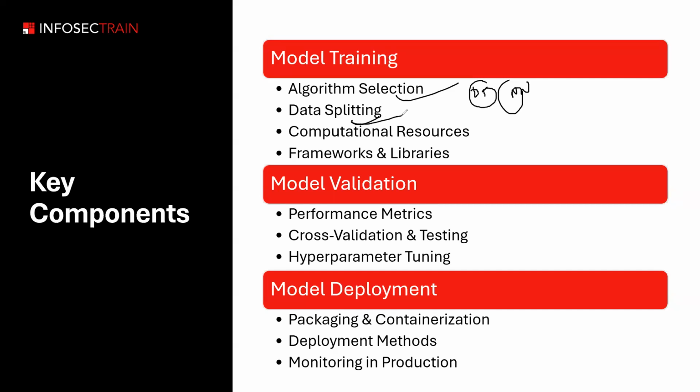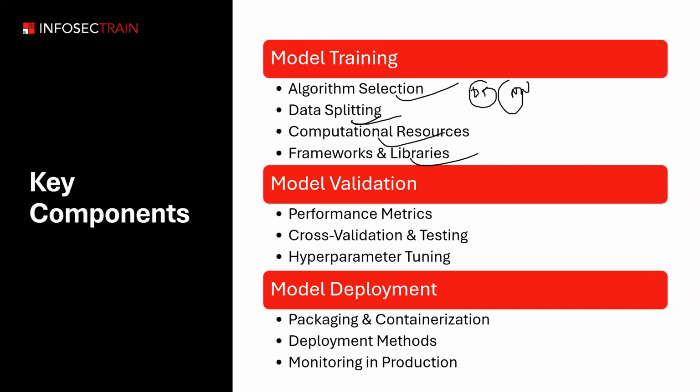Third is called computational resource. We're using CPU and GPU to perform intensive computations, especially for deep learning tasks. That is called computation resource. And finally, we have frameworks and libraries. So what do you think? What are the frameworks and libraries we are using here?